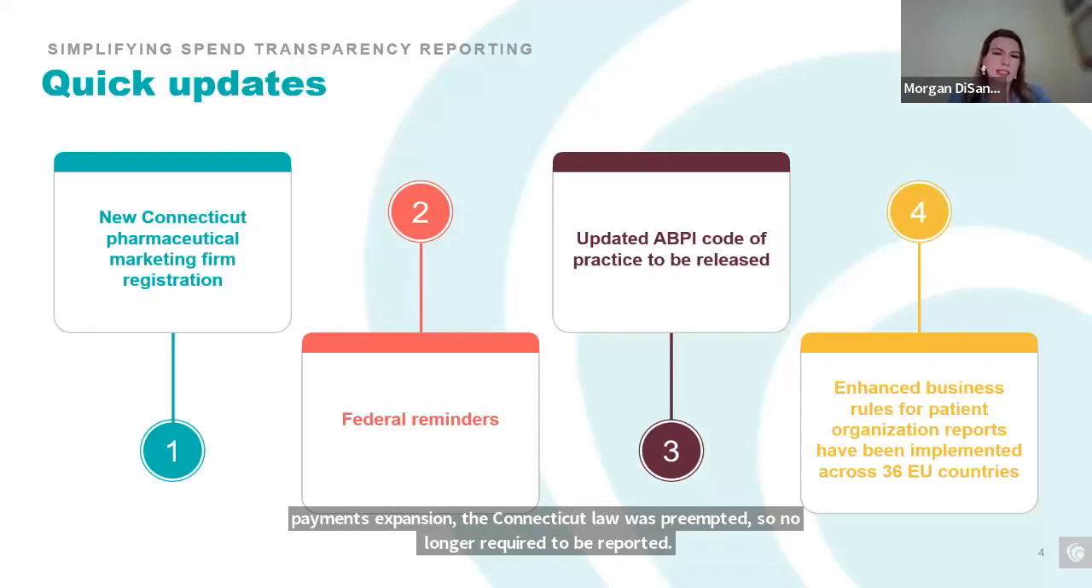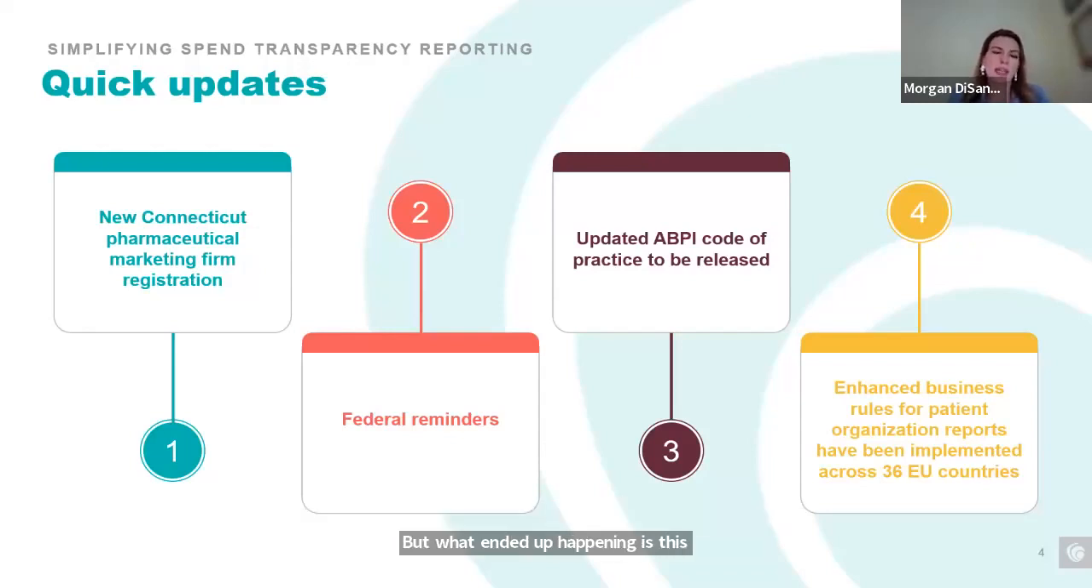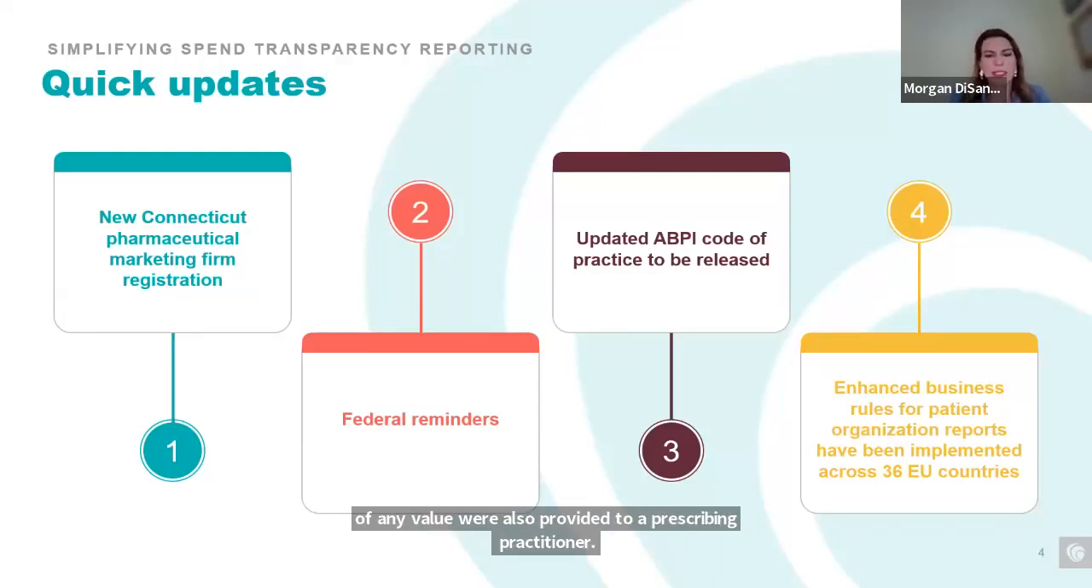But what ended up happening is this year, in 2024, Connecticut deployed a new registration and spend transparency reporting obligation. And what they did is they defined who a pharmaceutical sales rep is, and they're requiring that annually by June 30th of every year, a life sciences company is required to report the aggregate number of contacts a pharmaceutical sales rep has with a prescribing practitioner, as well as whether product samples, materials, or gifts of any value were also provided to a prescribing practitioner. So that's the first quick update.